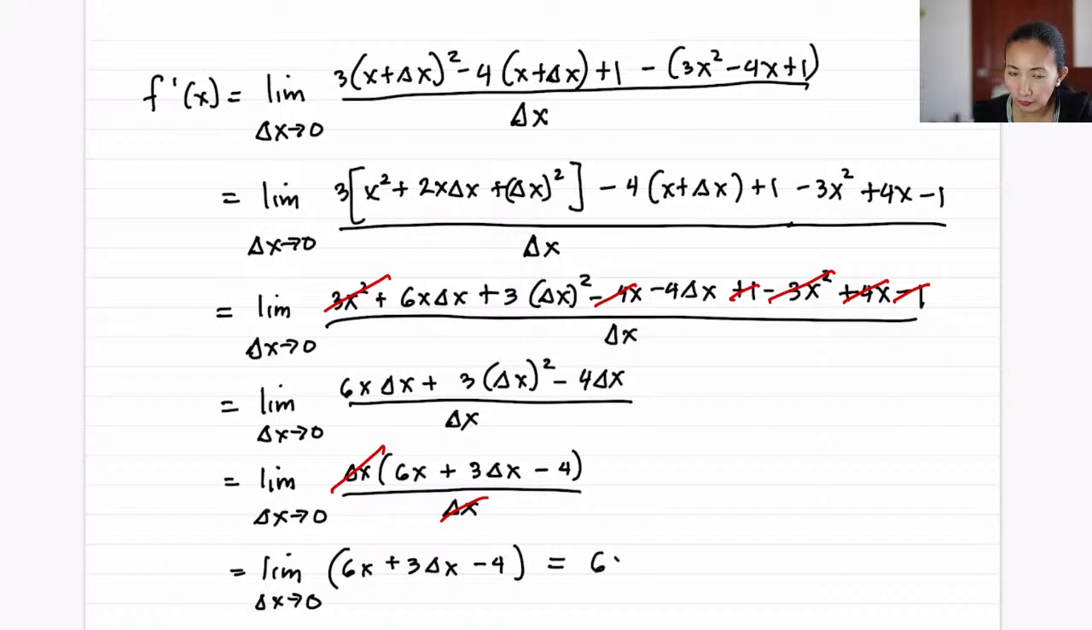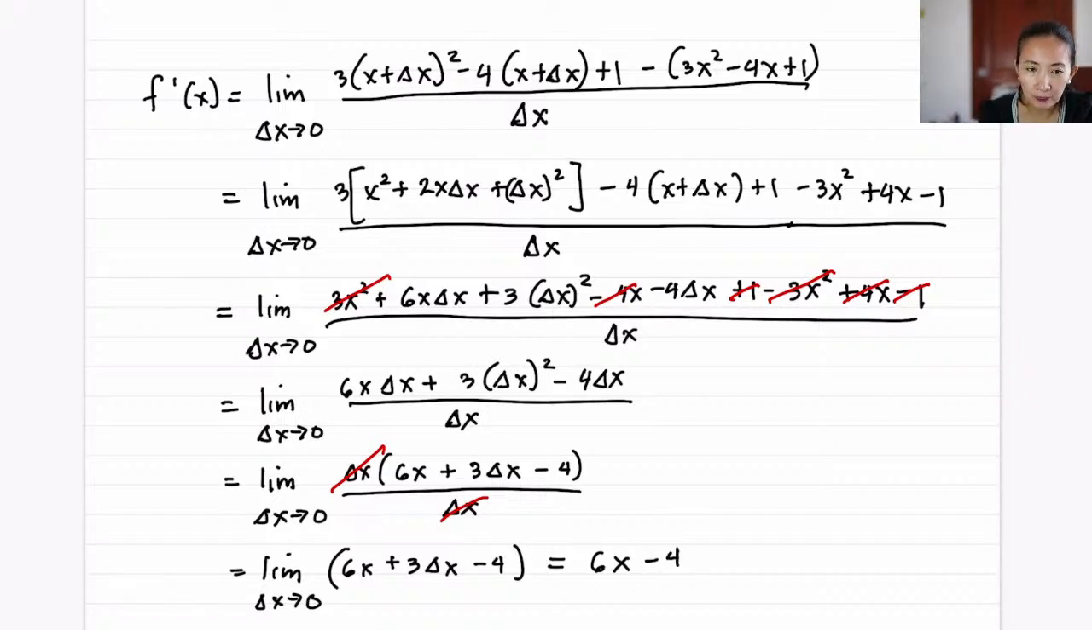And then, limit of 3 delta x as delta x approaches 0. May factor ito na 0, kaya 0. Next, limit of negative 4 as delta x approaches 0. What is it equal to? What will it be? Limit of a constant, once again, is the constant itself, 6x minus 4.